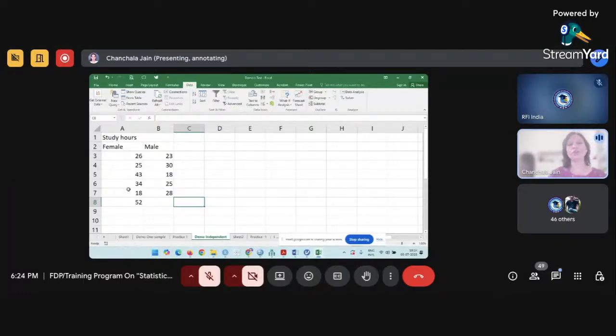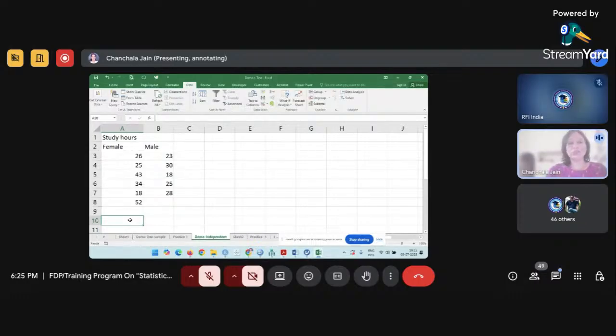First of all, I need to see, suppose the purpose is that I want to compare the means, whether the female have studied more or the male studied more. I need to see this thing, right? I need to compare the mean study hours of the male and female. So in that case, firstly, I need to see, as comparison of the means is there, so that means I can go for the t-test.